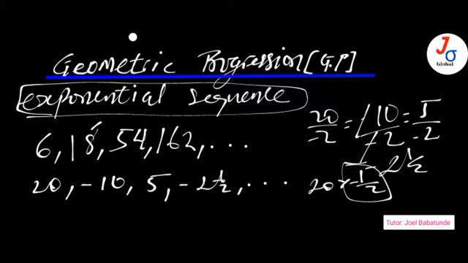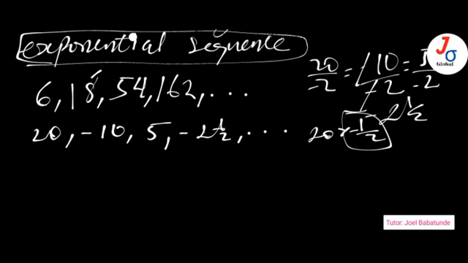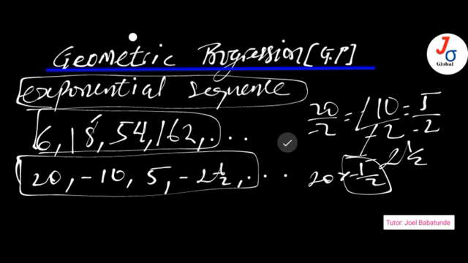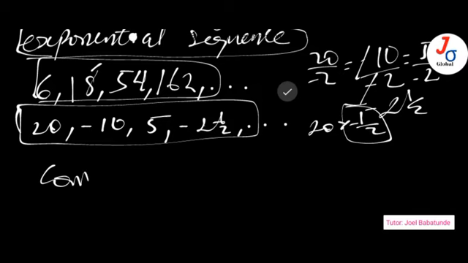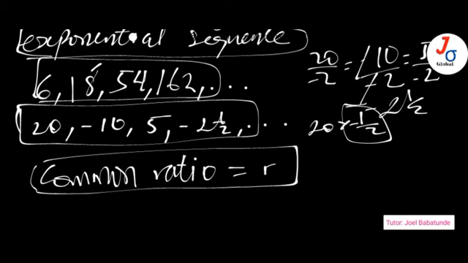So given a particular sequence, you have to find the common ratio. That constant multiple in each of these cases is called the common ratio. Just like we had the common difference in the AP, this time around it is called the common ratio, and it is denoted by small letter r. So that constant multiple by which the terms differ is what we call the common ratio.